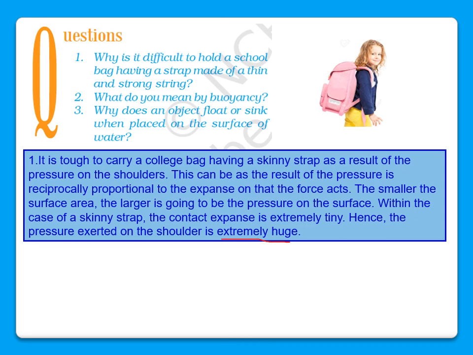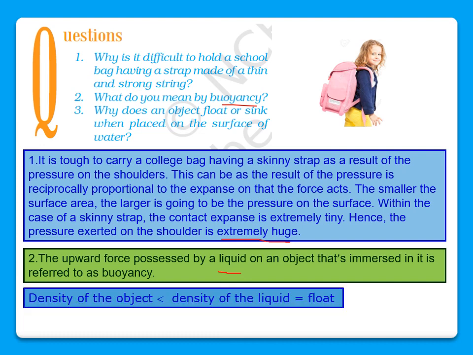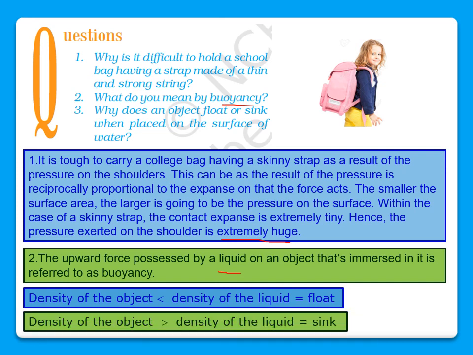The second question is, what do you mean by buoyancy? In the same session we have discussed in previous slides, then also let me answer it for you. The upward force exerted by a liquid on an object that is immersed in it is referred to as buoyancy. The next question is, why does an object float or sink when placed on the surface of water? And here is the answer. If the density of the object is lesser than the density of the liquid, the object will float. And if the density of the object is greater than the density of the liquid, then the object will sink.